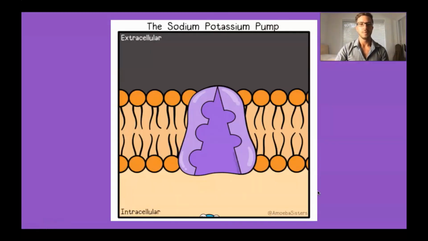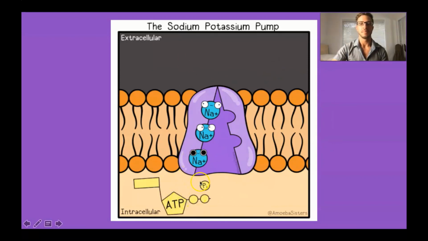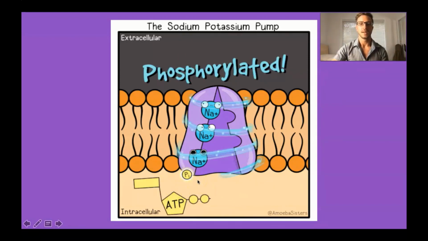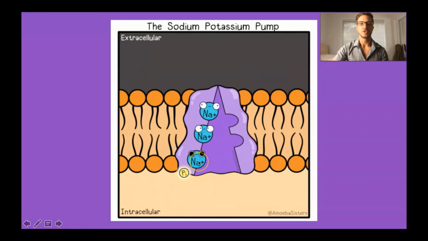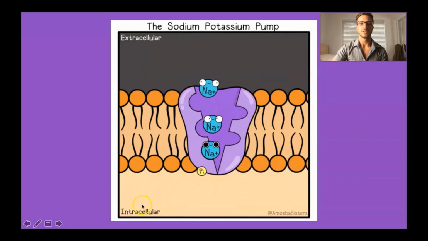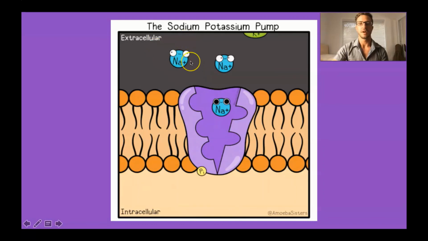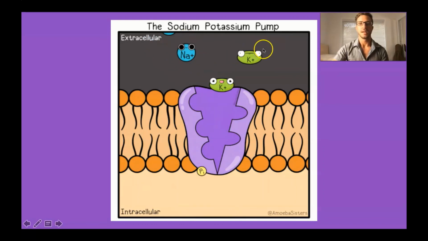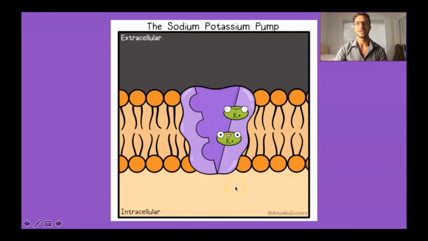So one more. An example of active transport is the sodium-potassium exchange pump, whereby ATP binds to the protein, and then 3 sodium ions go from intracellular to extracellular environment outside, and in exchange for 2 potassium ions that then move inside the cell against their concentration gradient.